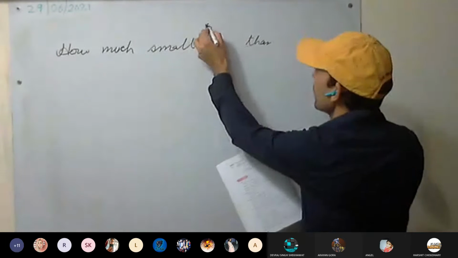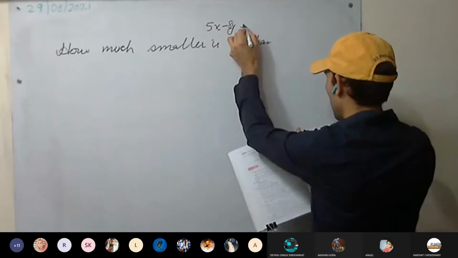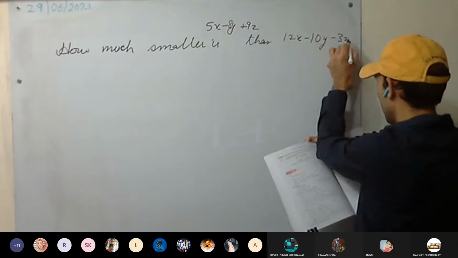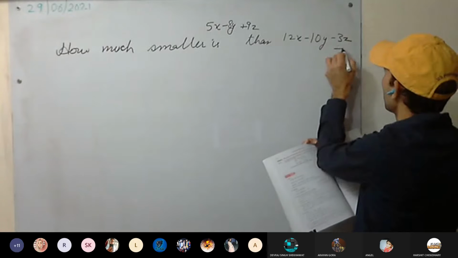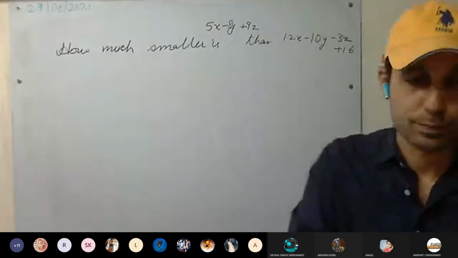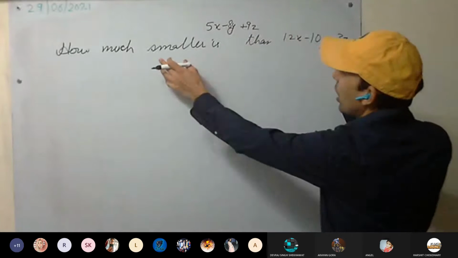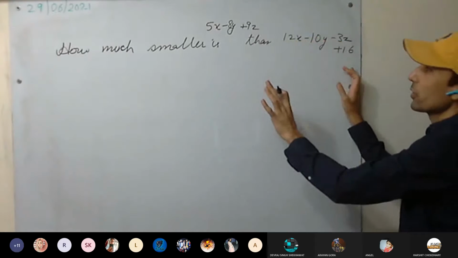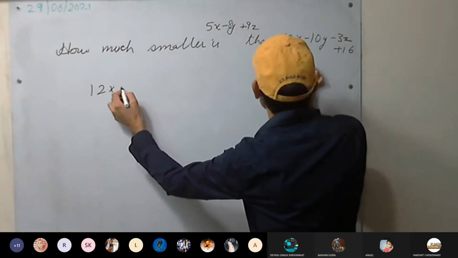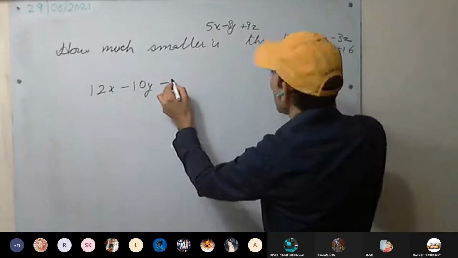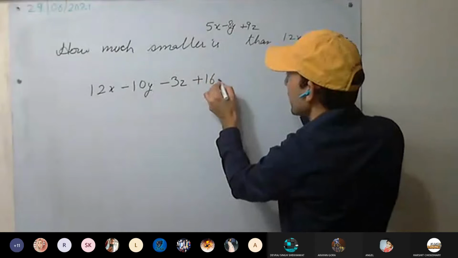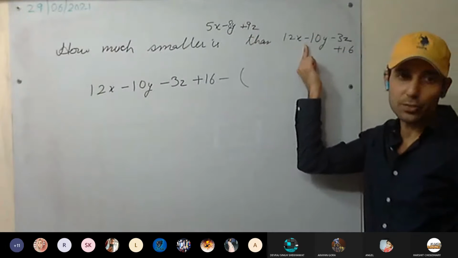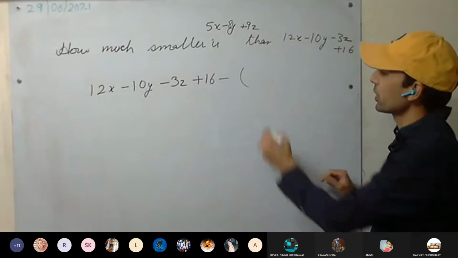How much smaller is 5x minus 8y plus 9z than 12x minus 10y minus 3z plus 60? So this is the bigger one. How much smaller is this than this? From this you have to subtract this one. Whether it comes negative or whatever, doesn't matter. So 12x minus 10y minus 3z plus 60 minus this one. This is how much smaller as compared to this one, so we'll subtract this from this one.